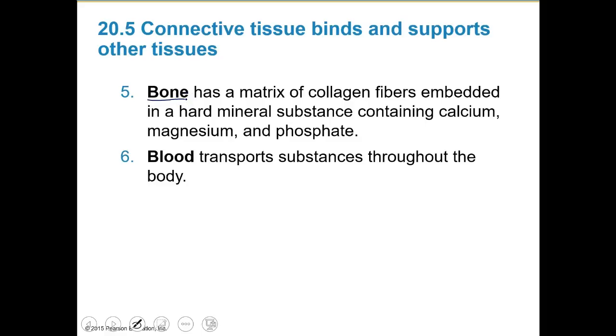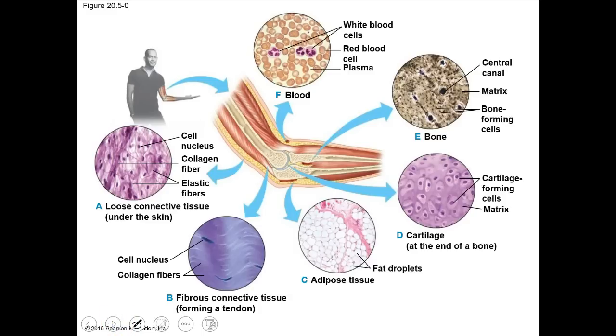Bone is another one of the connective tissues. It's actually a reservoir for calcium. So calcium is stored there, but you can also find magnesium and phosphate too. And blood's kind of weird as far as a connective tissue is concerned, but it is a connective tissue, and it's part of transporting substances throughout the body. So those are our 6 connective tissues.